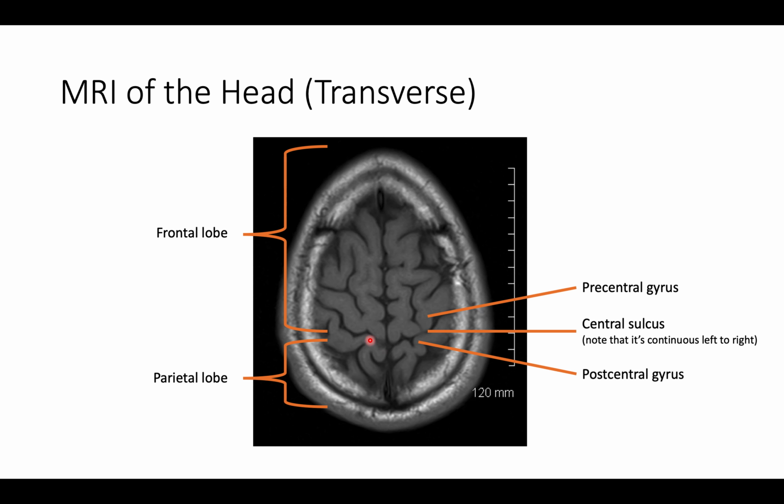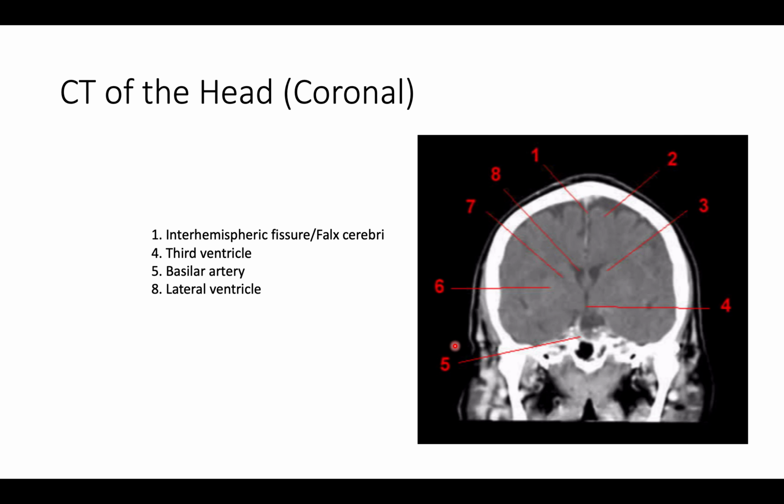So you can see this line that goes all the way out. That's called the central sulcus. And then in front of it is going to be precentral gyrus. And then the postcentral gyrus is behind it. And you're going to learn the importance of these gyri when you get to neuroanatomy.